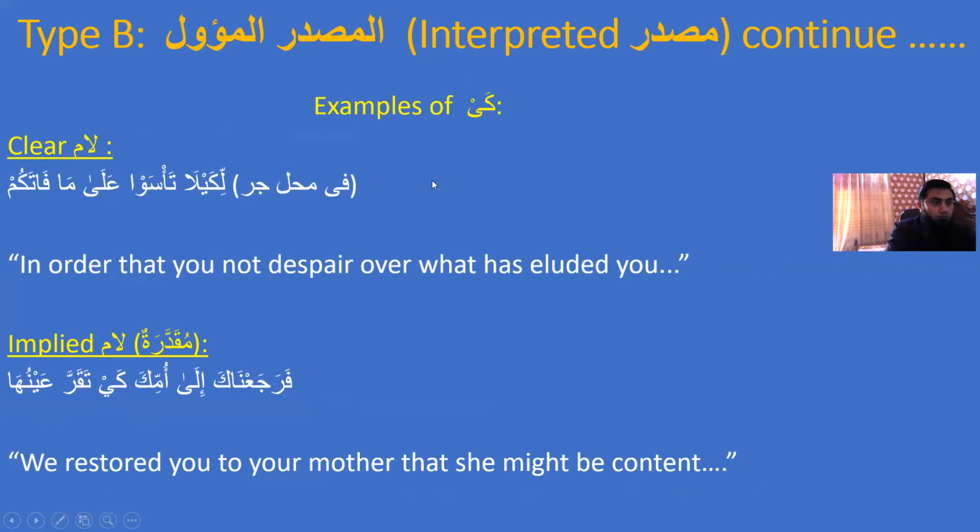Now, next one was Kay. You remember there were 5 huruf which perform the role of harf masdariya: An, Anna, Ma, and number 4 is Kay. Now, let me give you good news. As far as the first 3 are concerned, An, Anna, and Ma, they can perform the role of rafa, nasab, and jar. But as far as Kay is concerned, Kay can only perform the role of jar. Fi mahalli jar. Not harf jar, fi mahalli jar.